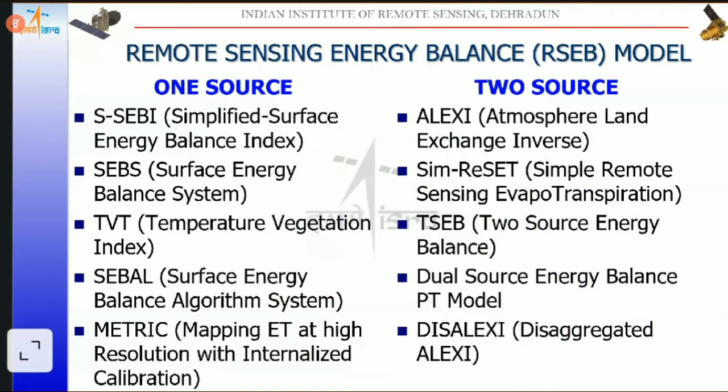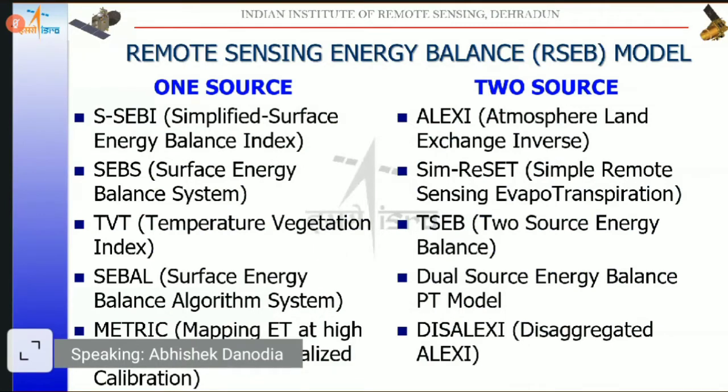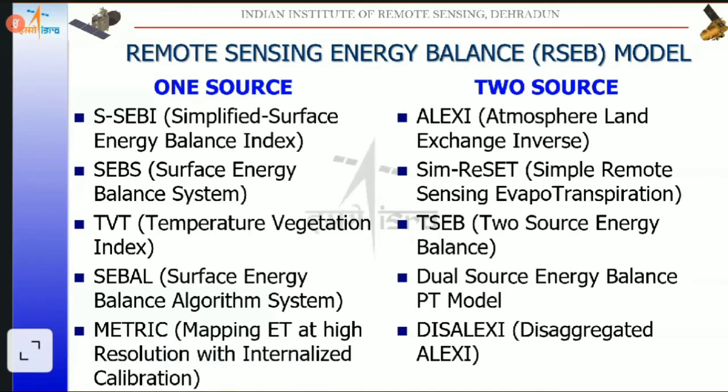These are examples. I just list a few models; these are not the only ones. Numbers of models are available freely, where you can easily use the equation methodology and compute the crop evapotranspiration rate for a particular area, like the S-SEBI model, CIS model, TBT model, C1 model, and METRIC model. METRIC and C1 are the most advanced ones; METRIC can be called the advanced version of the C1 model. So that is the one source model category.